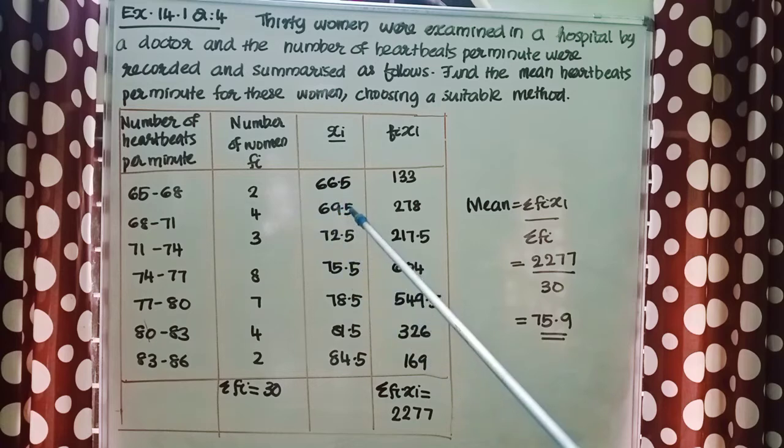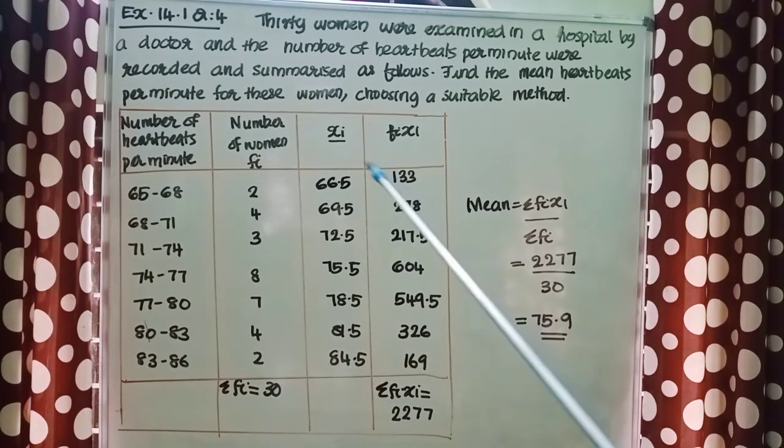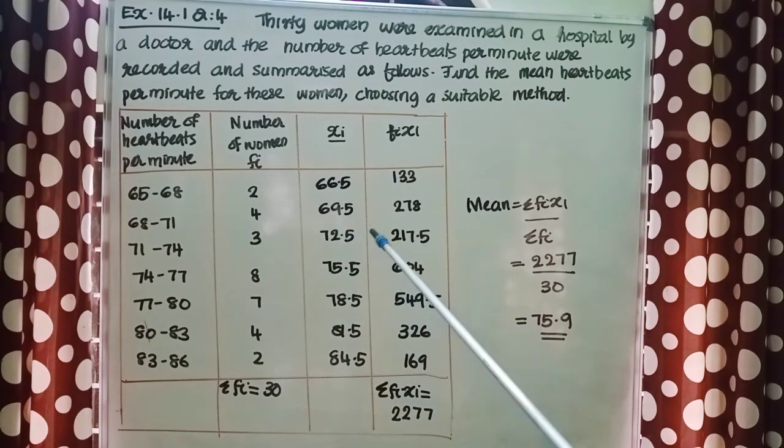4 into 69.5, 278. 3 into 72.5, 217.5. 8 into 75.5, 604. 7 into 78.5, 549.5. 4 into 81.5, 326. 2 into 84.5, 169.